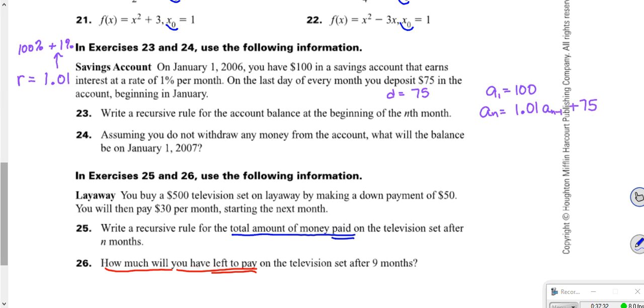On number 25, again, down payment of $50, that would be my starting point. It says you then pay $30 per month. So my recursive rule is, I'm going to take the subsequent month and add $30 to the amount of money paid on the television. I start off paying 50, then I take the previous month and add another 30. Take that, add another 30. Take that, add another 30. All right, I'm going to stop there.